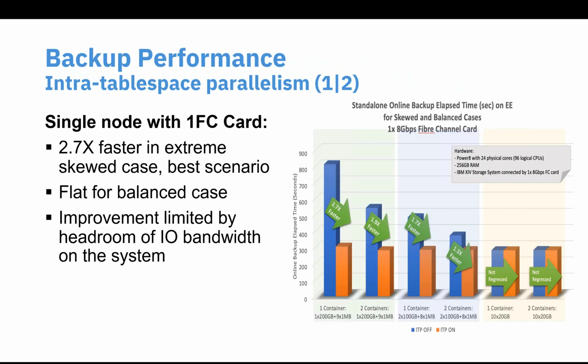But what the right-hand side is showing is that when you had things really balanced out to be as efficient as possible, even though we're now applying this new inter-tablespace parallelism algorithm, we don't see regression. So we still do a proper job of parallelizing things across both balanced and unbalanced configurations to get the best we can out of the backup system.